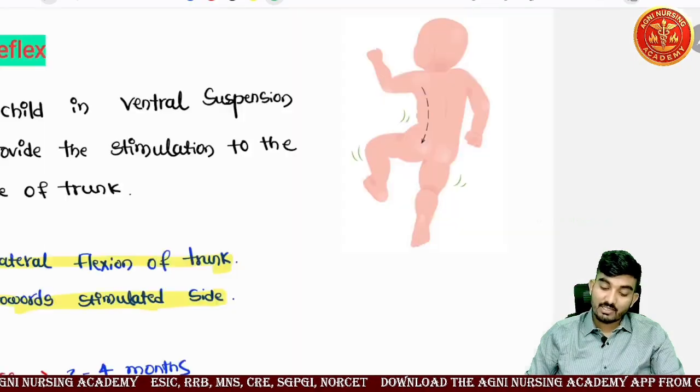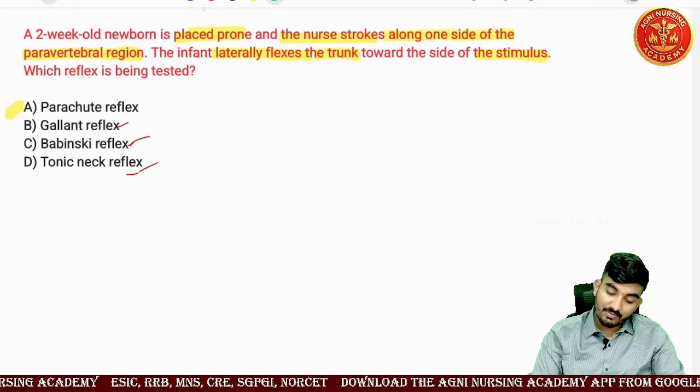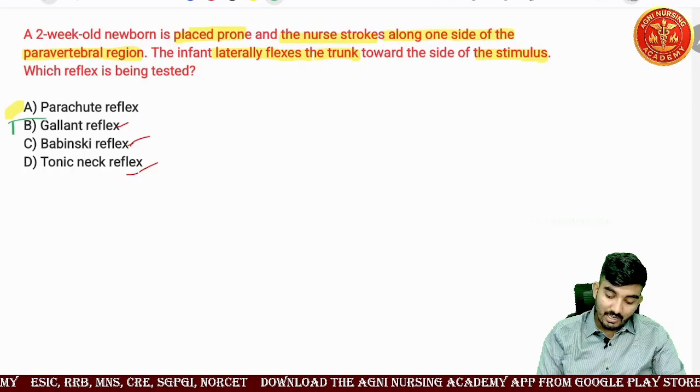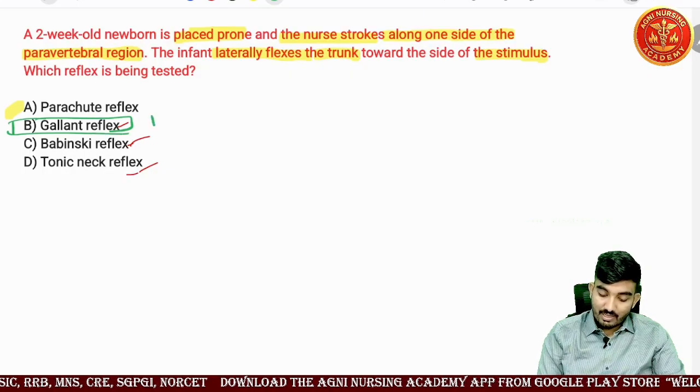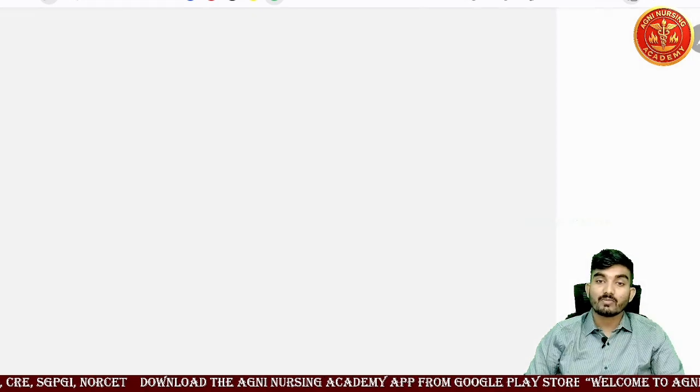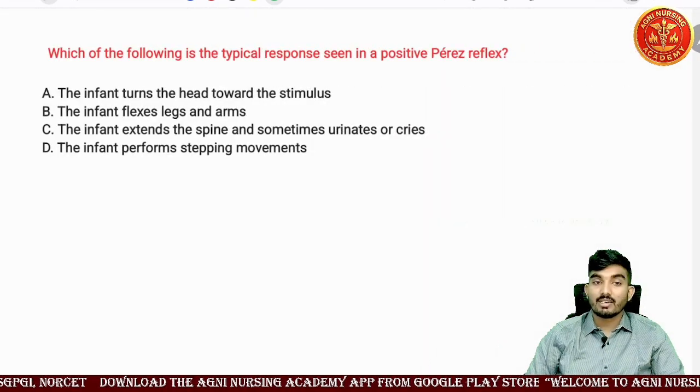Now we'll see the answer for our question. The correct answer for our question is option B, the Gallant reflex. Okay. Now we'll see the next reflex.